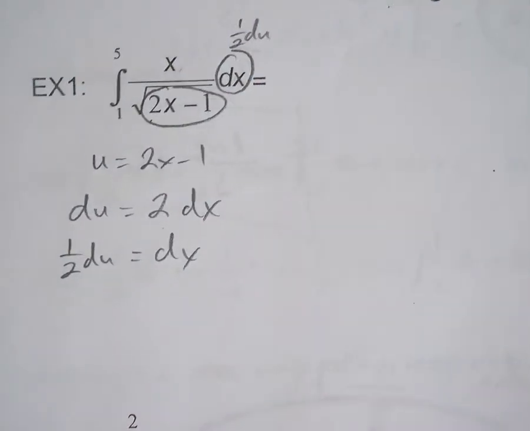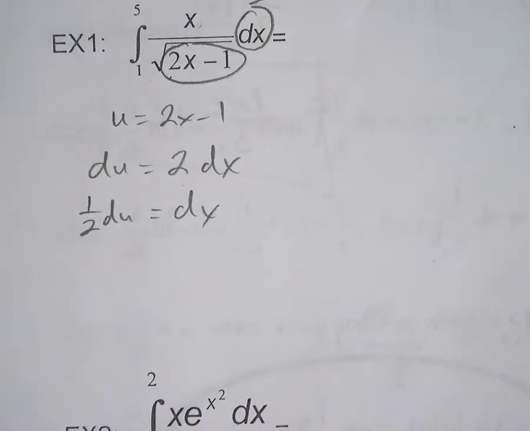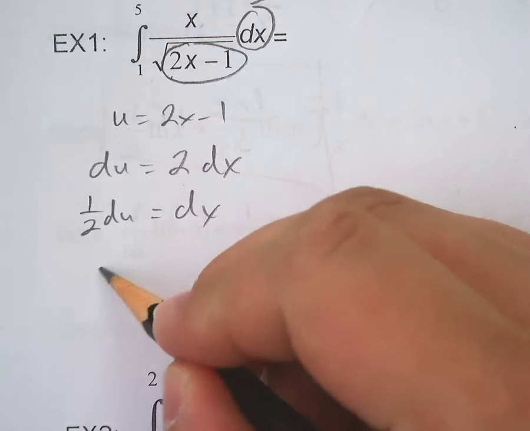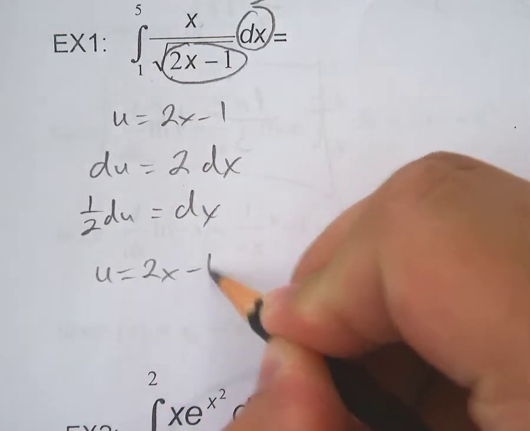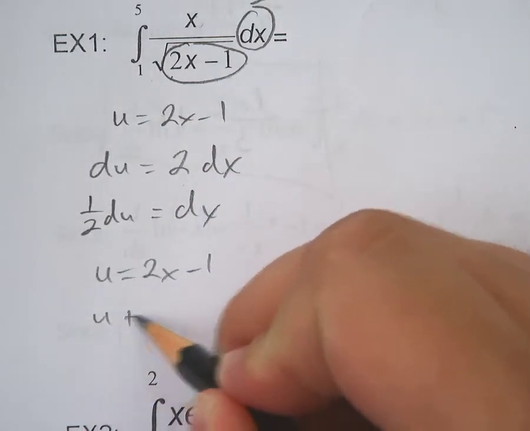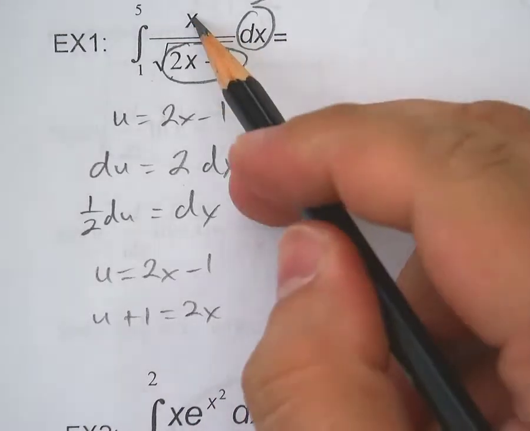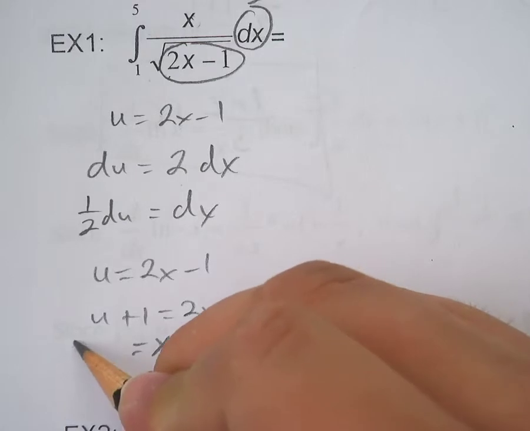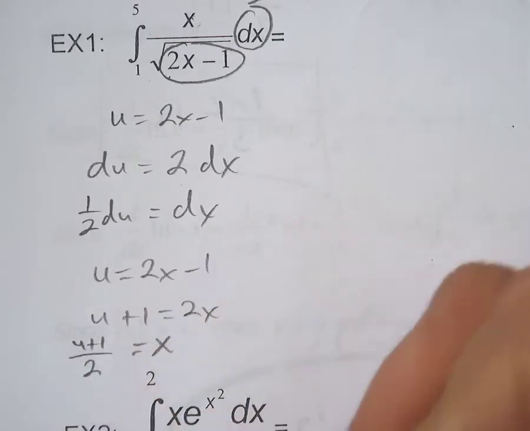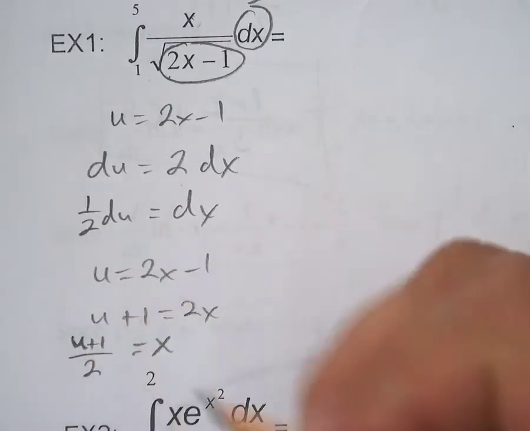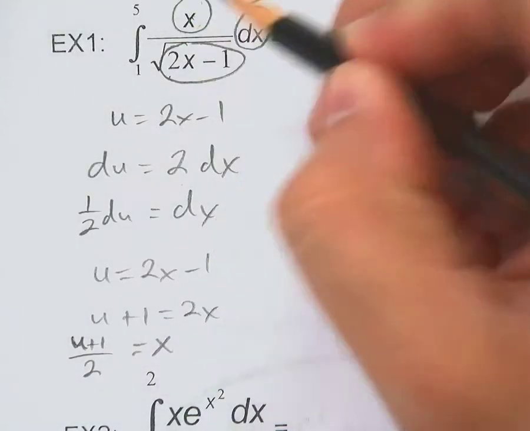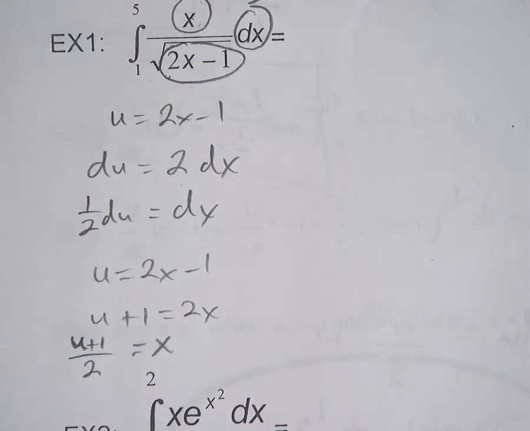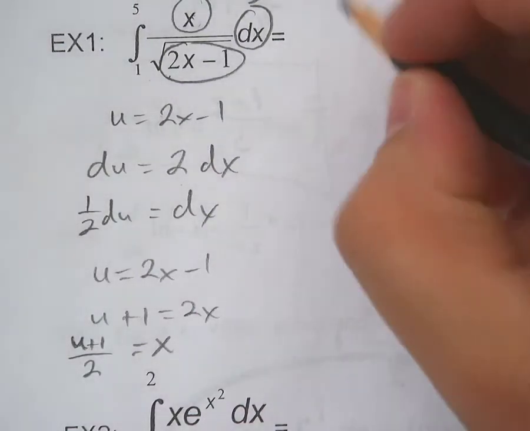And then we need to come up with our value for u itself, or excuse me, for x. So we're going to use this guy right here. u equals 2x minus 1. So u plus 1 equals 2x. Remember, I'm trying to come up with this value for x. So x is u plus 1 over 2. And that's this guy, u plus 1 over 2. So that pretty much takes care of everything with the exception of our limits of integration.